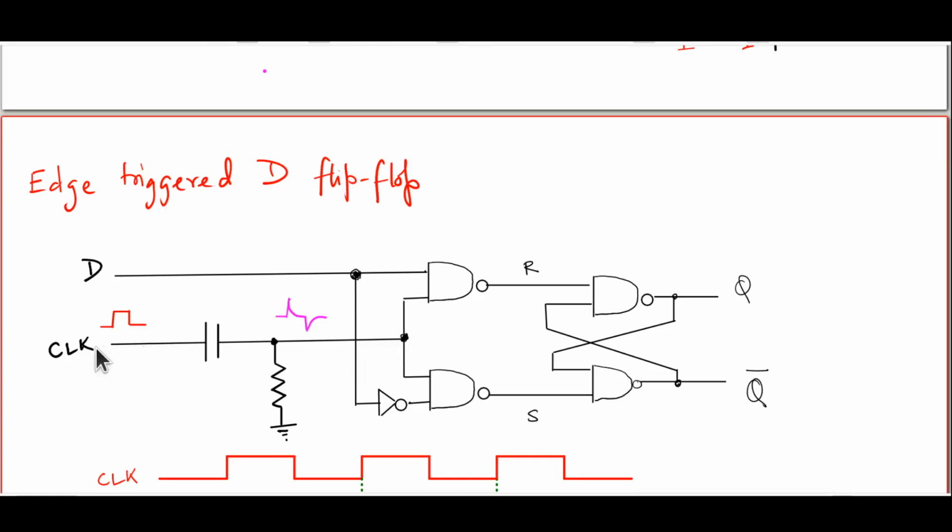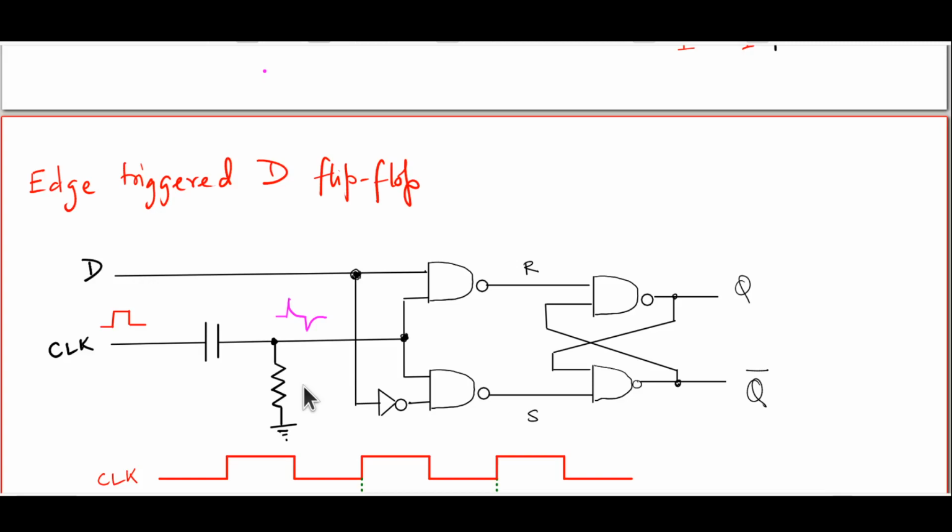The clock signal, the square wave, is not directly fed to your D flip-flop. It's actually fed to the D flip-flop through a CR circuit. And what we do in this design is we deliberately keep the time constant of this CR combination very, very low, much, much smaller than the time during which the clock signal goes high.